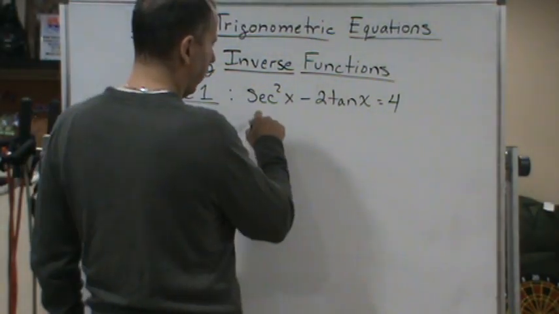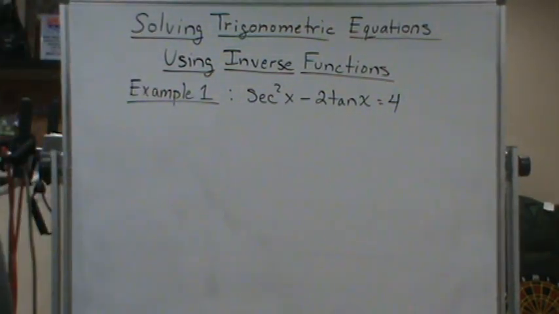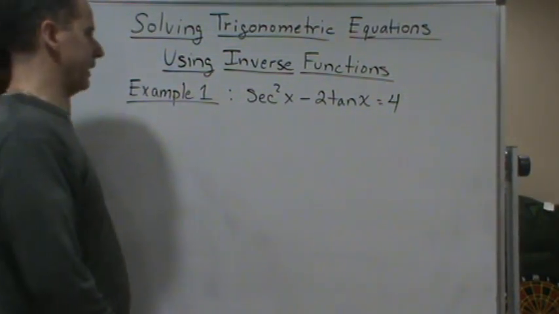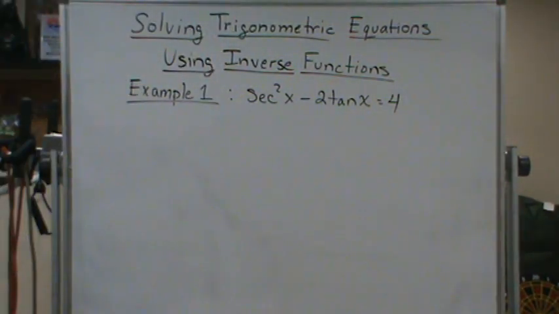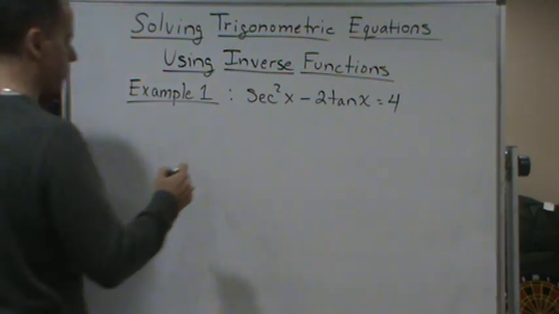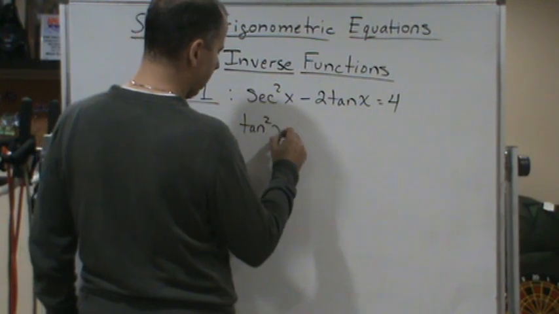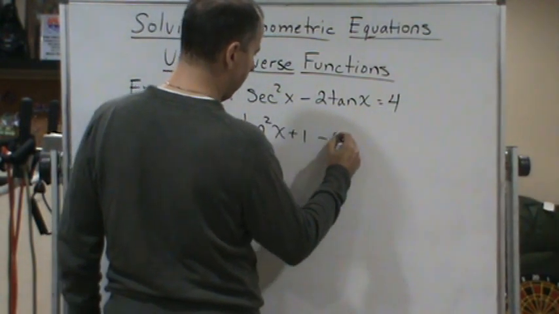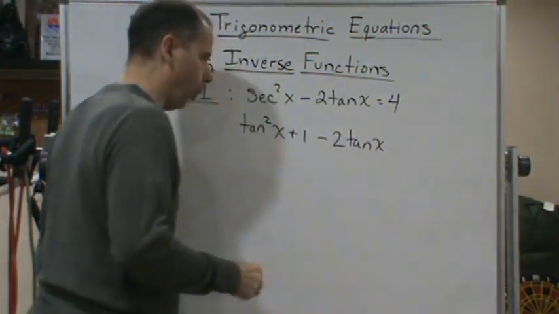Okay, so here we've got tangent and secant. So we've got secant squared, so we can use that to transform everything into tangent. Okay, so secant squared x is equal to tangent squared x plus 1. So that's what we're going to substitute in. So we're going to do tangent squared x plus 1 minus 2 tangent x equals 4.